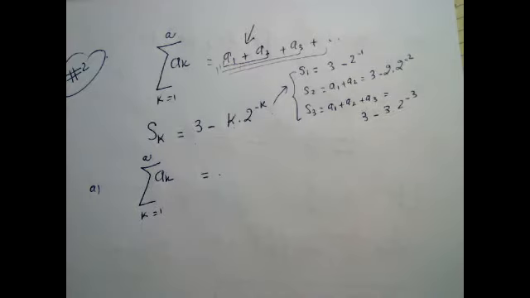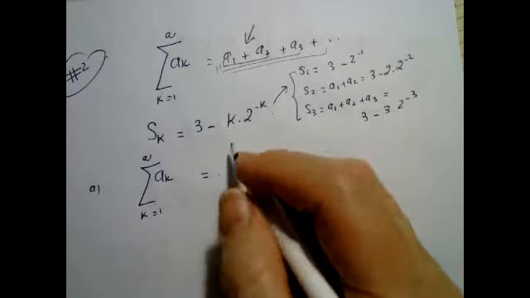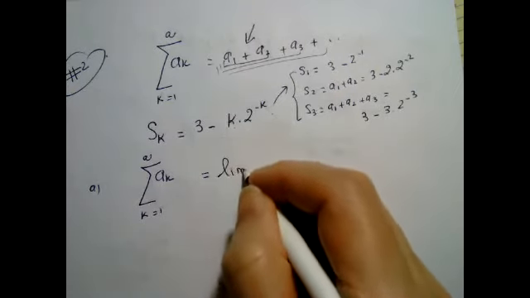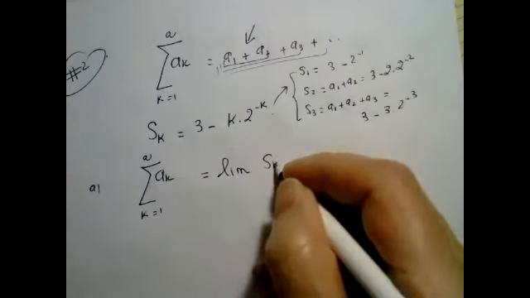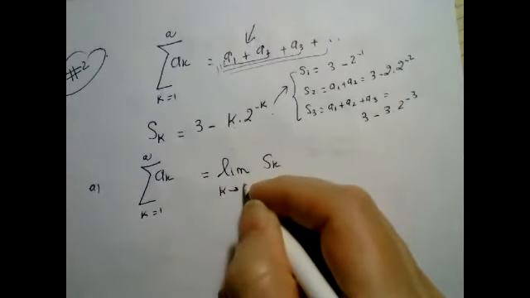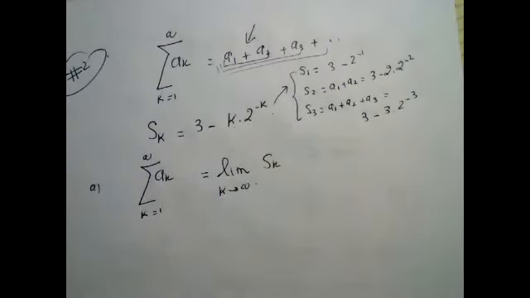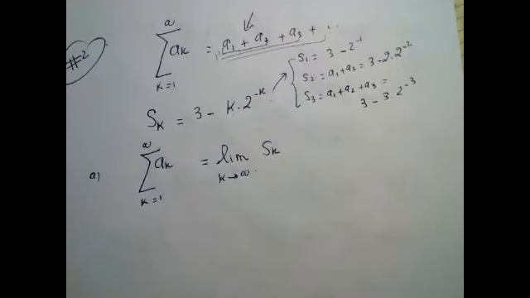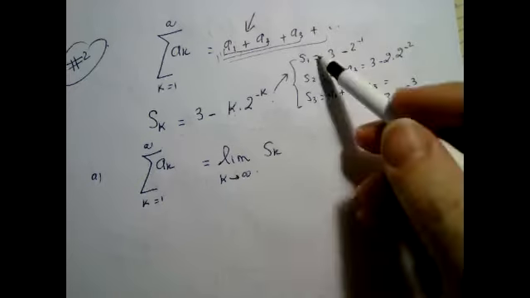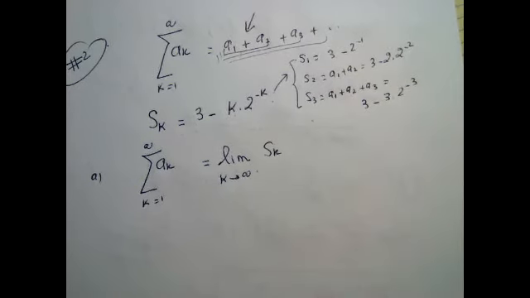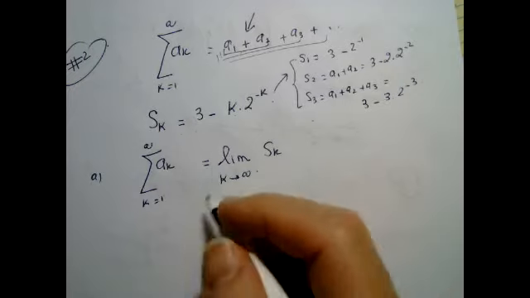What's the actual sum? Is it the limit of S_k? It's the limit of S_k as k goes to infinity. Absolutely correct, because that's really what the sigma is. It's nothing more than you take those partial sums and ask yourself what happens to the partial sums when k goes to infinity. Perfect. Now we have to find the limit.